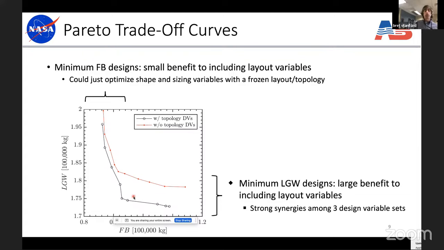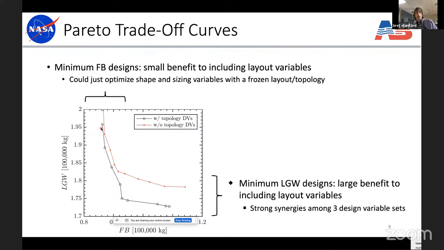So the computational cost of the red curve is substantially less than the computational cost of the black curve, maybe about two orders of magnitude, because the red curve only requires gradient-based optimization, whereas the black curve requires this nested optimizer, where we're doing hundreds, if not thousands, of gradient-based optimizations for a single point on that Pareto front. So the computational cost differences are extreme there. We've demonstrated that we can solve this problem. We have this black line where we're solving all three design variable sets at once. Was it worth it? This is the next question we want to answer. For the minimum fuel burn designs on this side of the plot here, we don't really see that big of a benefit to including layout variables.